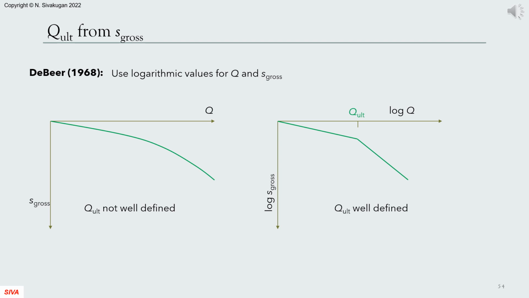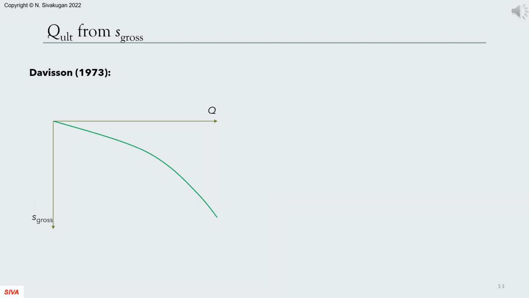De Beer, 1968, suggested having the load and the gross settlement both in logarithmic scale, which makes the plot bilinear, consisting of two straight lines, with a well-defined ultimate load as shown in the figure.